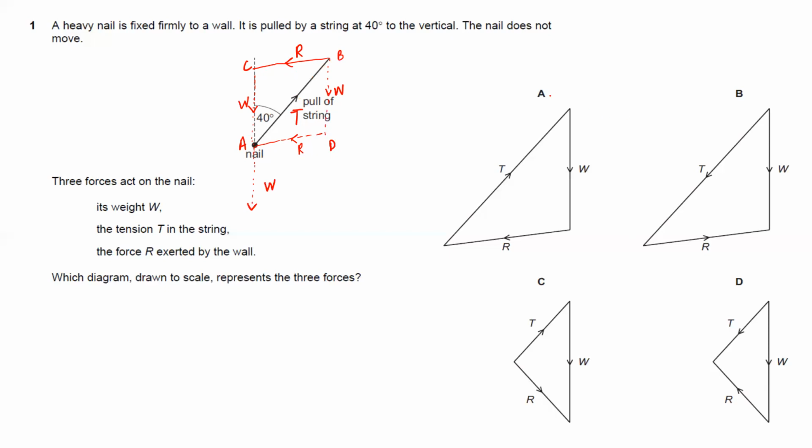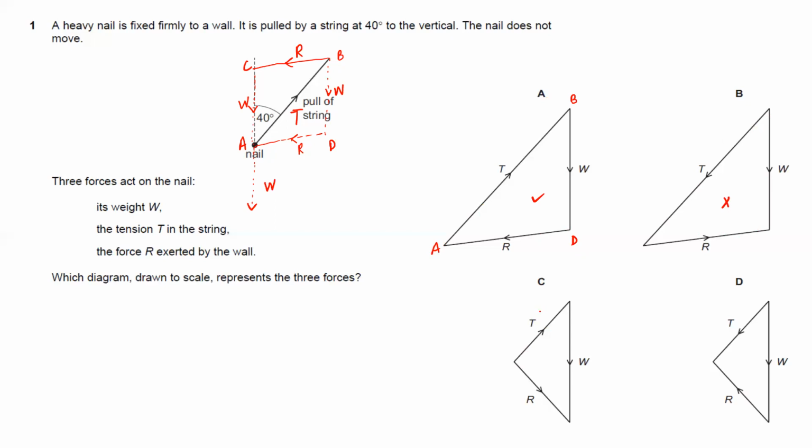So let's check. A has tension in this manner. So this is my AB, weight downwards is something like BD, and R is in the X direction. So A basically checks our case. Then part B, we have tension in this direction, weight acting downwards, R in the other direction. So no, this is not something we are looking for.